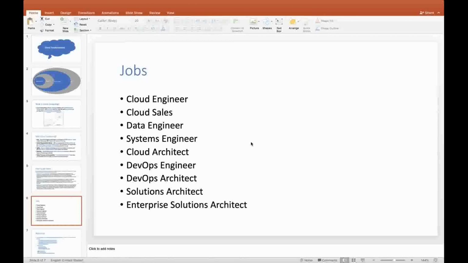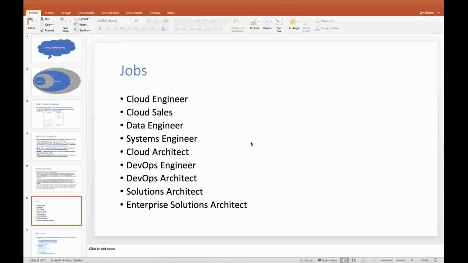Then there is cloud sales. Then there is data engineer. One of the questions was, how do you secure data? How do you manipulate data? One of the jobs of the data engineer is to secure the data in the cloud. So that's another job people can look into. Systems engineer, that's a common thing. This is a job that cloud service providers hire, where they would require system engineers or system developers to create more services within the cloud. So this is more on the cloud service provider side.